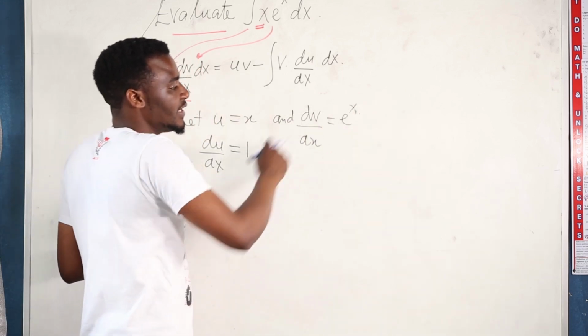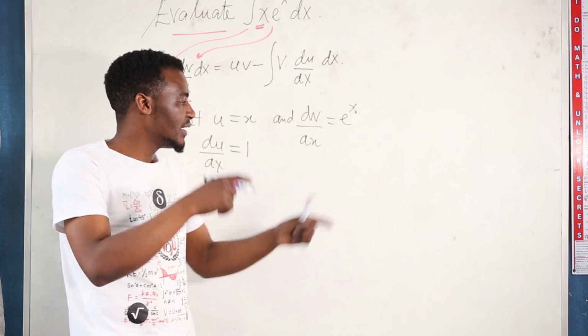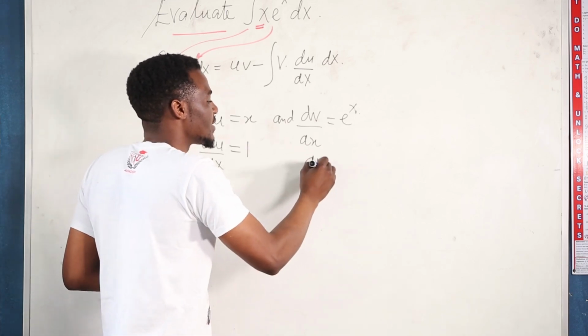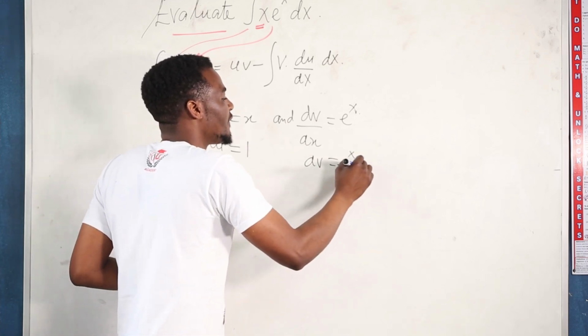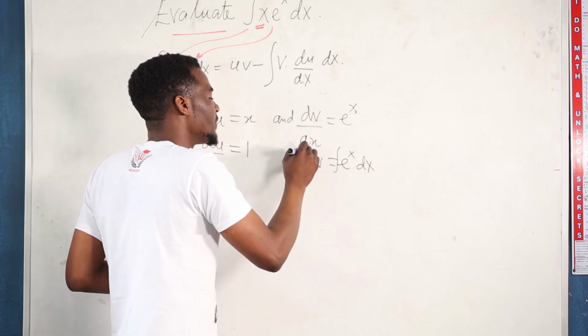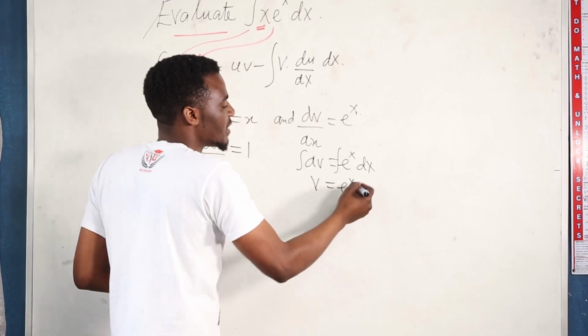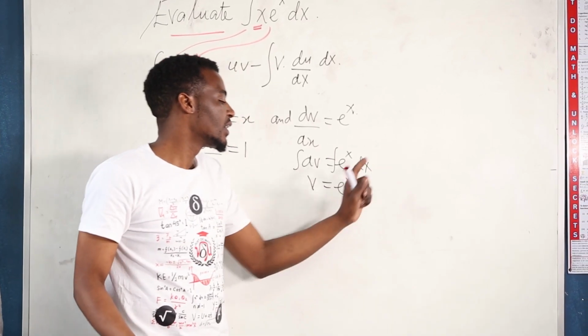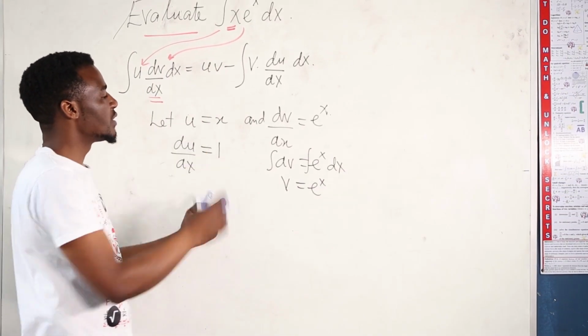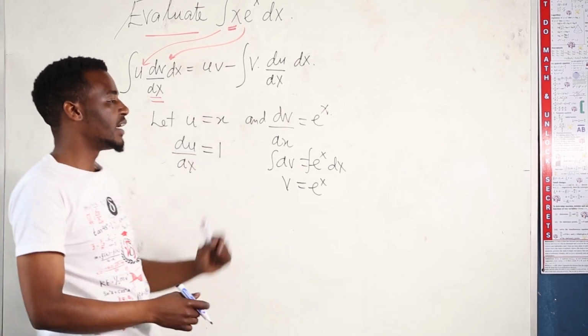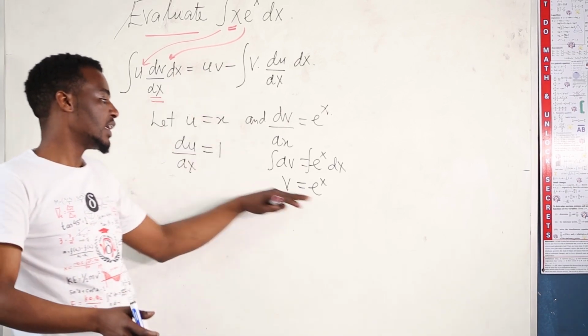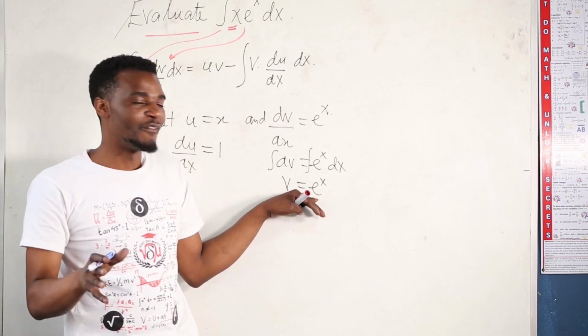So if our dv/dx is equivalent to e to the power of x, let's multiply both sides by dx. We can say dv is e to the power of x dx. If we integrate both sides, you can see that v is still e to the power of x. There's no need for us to put a plus constant of integration because we still want to plug the result back and proceed with integration. So yes, this is the value of v.